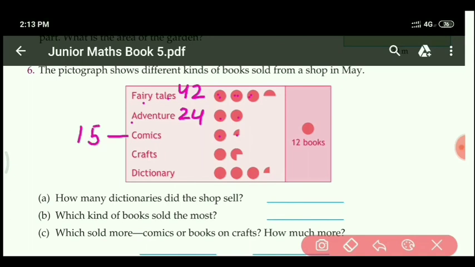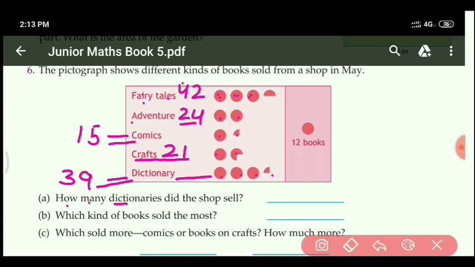Craft books, 12 plus 9, how much will it be? 21. And now dictionary, here see 12 plus 12 plus 12, 36. 36 and 3, how much will it be? 39. So fairy tales are coming 42, adventure 24, comics 15, craft books 21, and dictionary 39 books. Now we will find the answers to the questions given below.